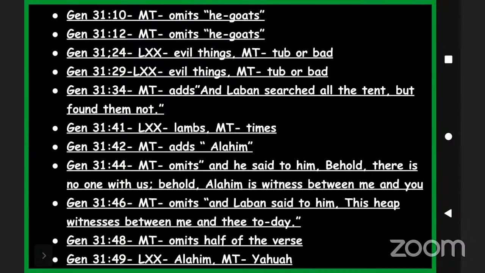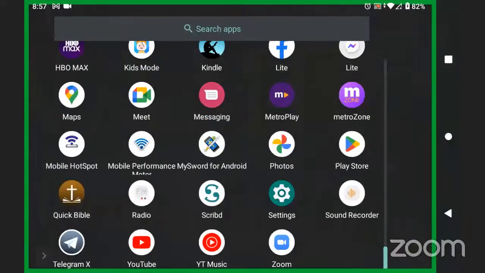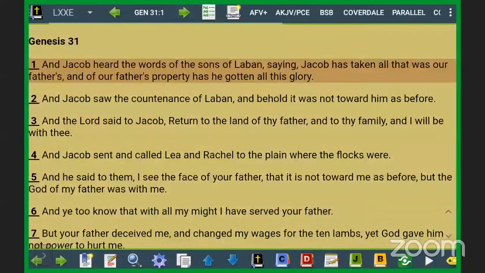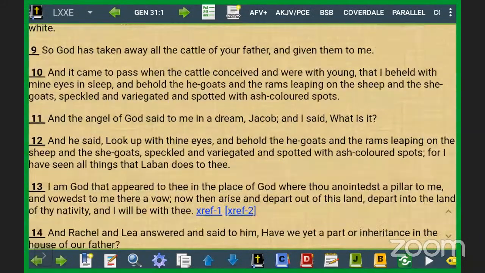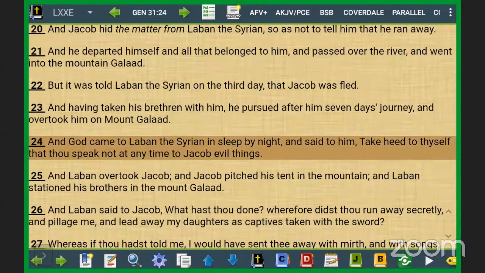Let's see, Genesis 31, verse 24. This seems like a huge difference here. Okay, so it says, and Elohim came to Laban the Syrian in sleep by night and said to him, take heed to yourself that you speak not at any time to Jacob evil things.